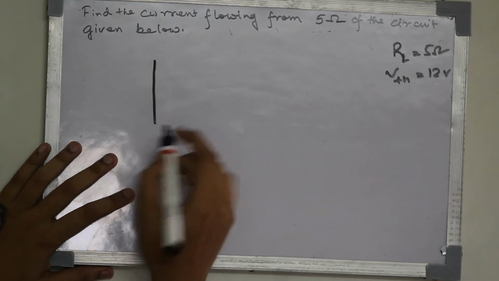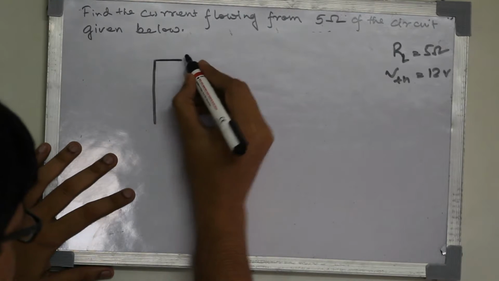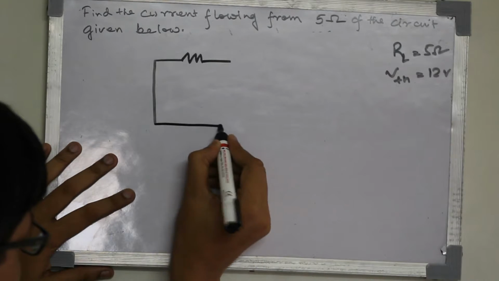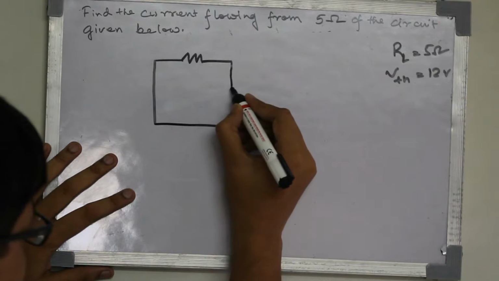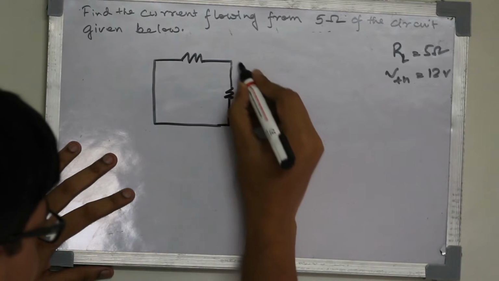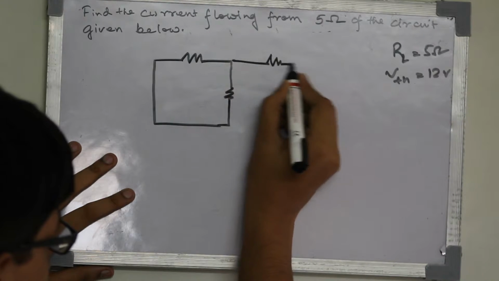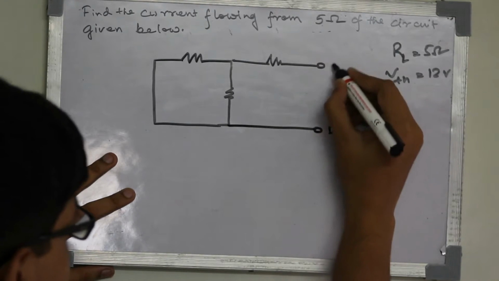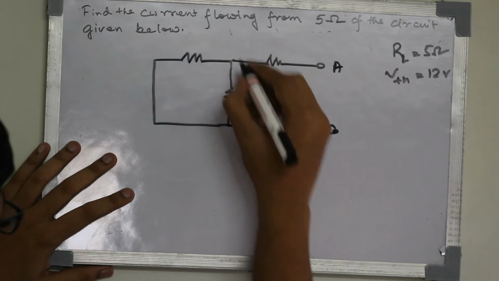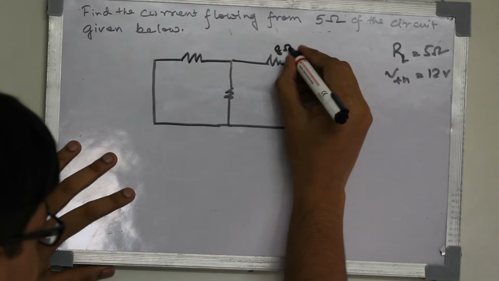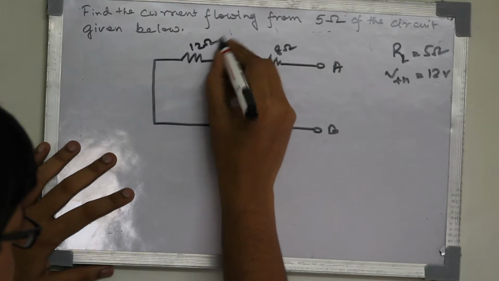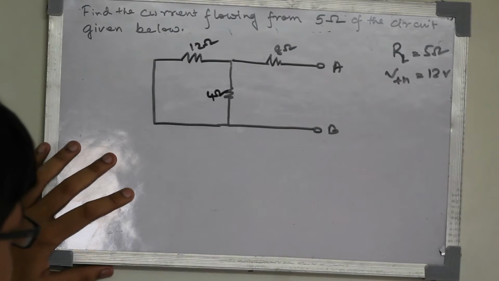Here there was a 48 voltage. Now we are going to short this. Now this is our circuit. So like this. This is B and this is A. I hope this one was 8 ohm. This one is 12 ohm and this one was 4 ohm.